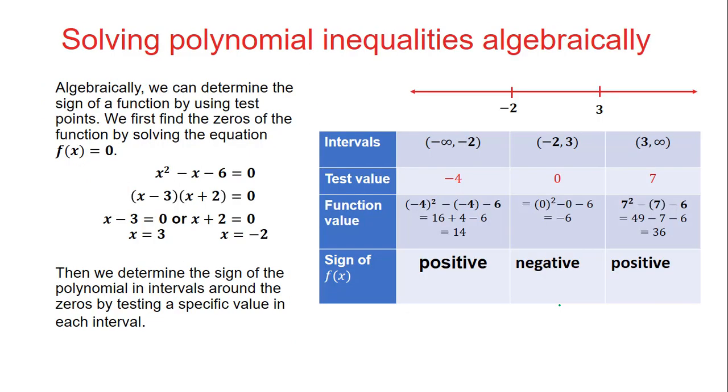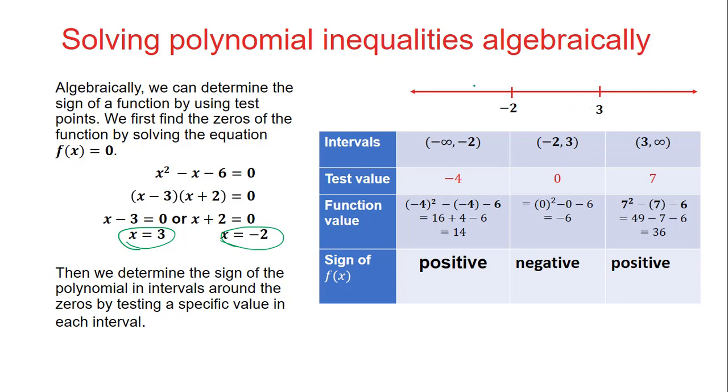Now we can extend this and do it algebraically rather than graphically. Algebraically, we can determine the sign of a function by using test points. We first find the zeros of the function by solving the equation f of x equals 0. I actually did that on the previous slide, and we found that 3 and negative 2 were those zeros. And so we place the negative 2 and 3 on a number line in order.